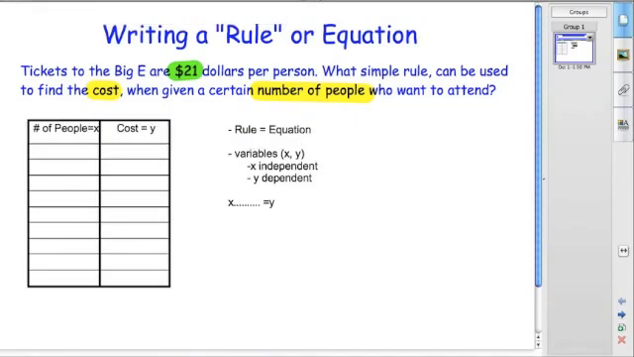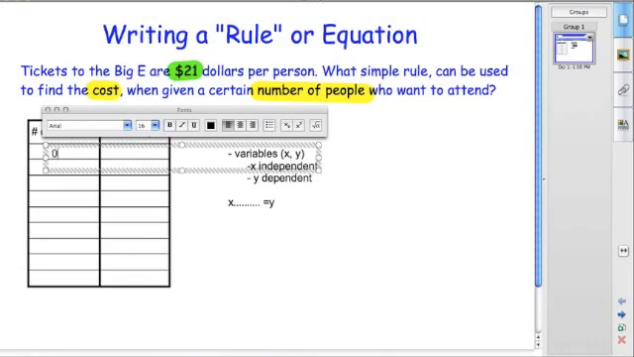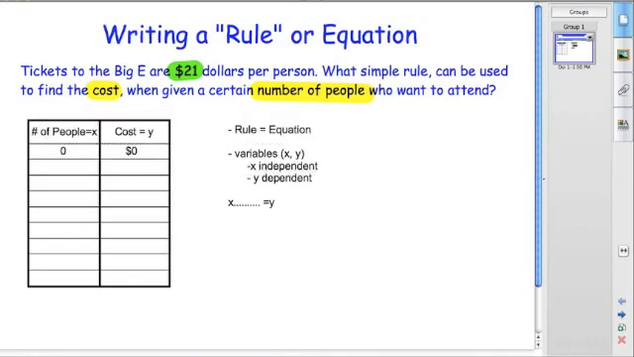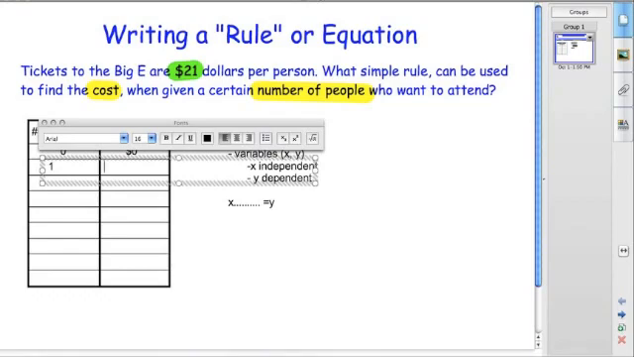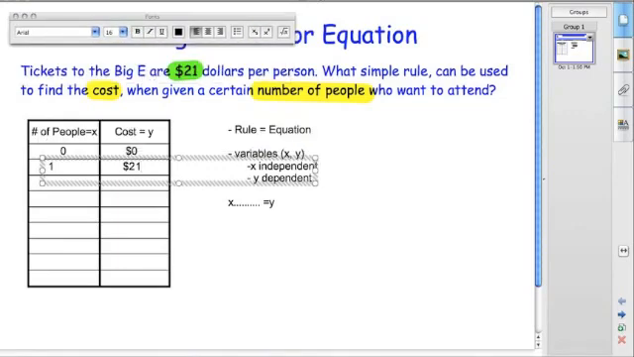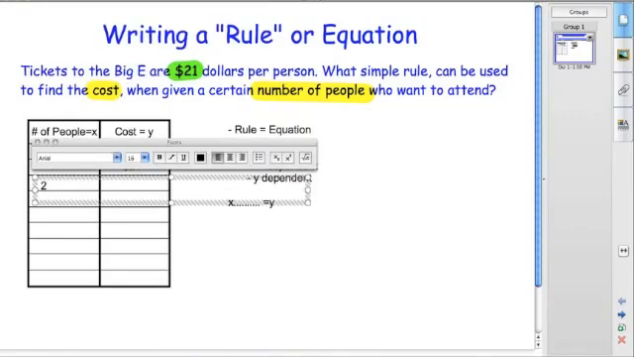As we go, we can do some examples to figure out what pattern exists in the data. If I have 0 people who want to go to the Big E with me, how much is it going to cost me? Well, it's $21 per person. So if I don't have anyone going, it's going to be $0 so far. If I have one person going with me to the Big E at $21 per person, the cost is going to be $21. If I had 2 people going with me, the cost would be $21 per person, or a total of $42.